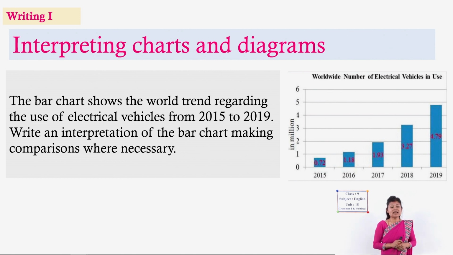Now, you have to write an interpretation of the bar chart, making comparisons where necessary. So, interpret this bar graph, and while writing the information in a paragraph, you should sometimes compare and contrast. You have to describe the major information revealed here. Now, will you try it? Before doing this task, I would like to say something about the technique to interpret such charts or diagrams, okay, dear students.